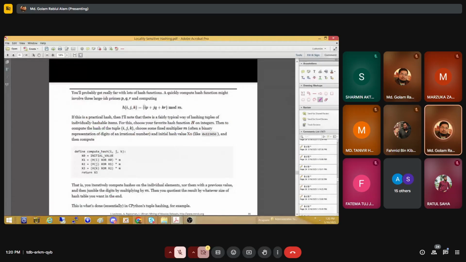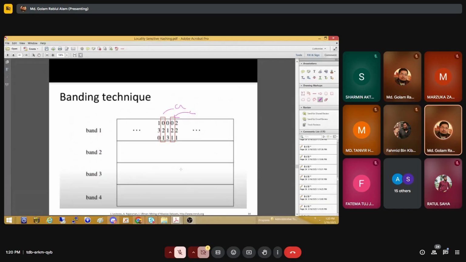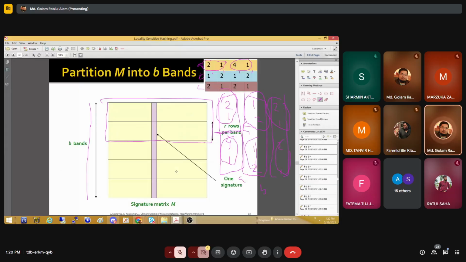Okay, so there are several hash functions. We know this is one of the hash functions. We can say for i, j, and k, the value is (p·i + q·j + r·k) mod m. P, q, and r are just maybe prime numbers. Or maybe we can also apply this type of hashing. Usually LSH also uses SHA-256, the hashing mechanism, MD5. So there are several hashing methods we know about.